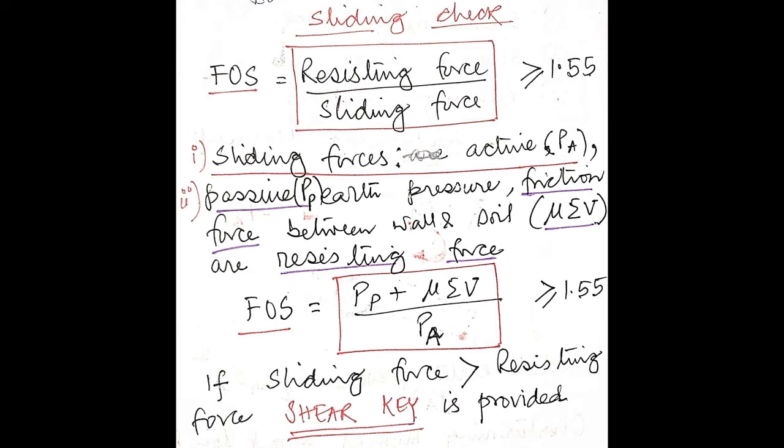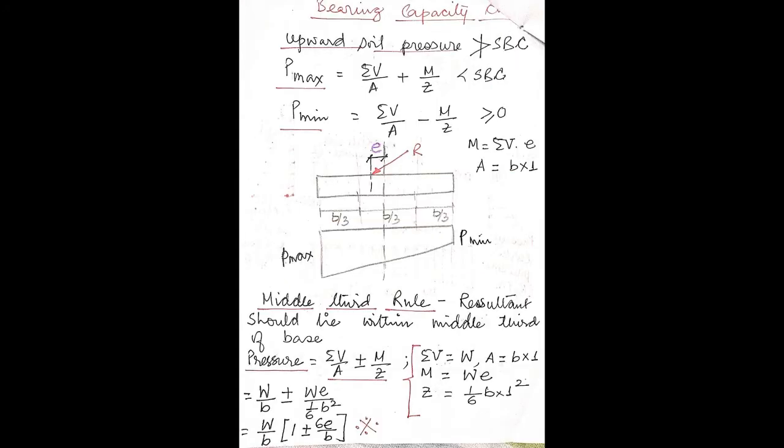So now if it is coming less than 1, what is the solution? In that case, we provide the shear key so that this phenomenon doesn't happen. Okay.